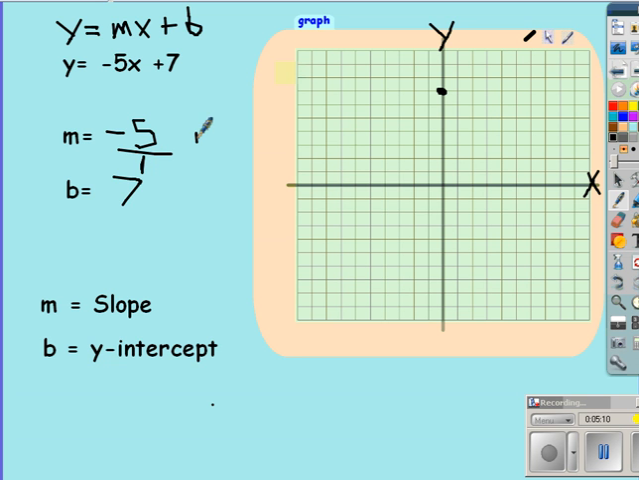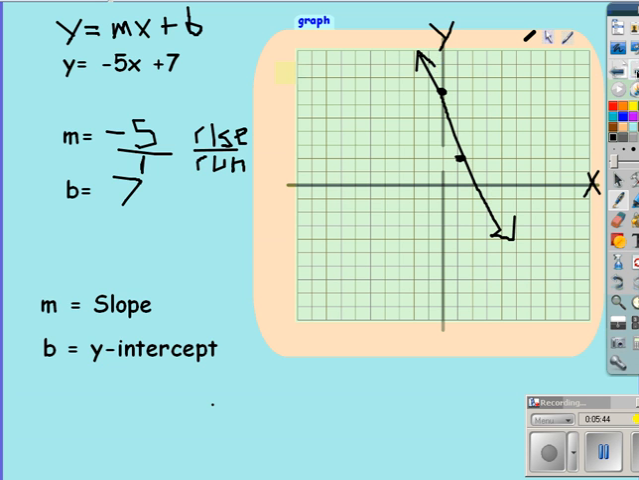And this is my rise over my run. Okay? So rise over 1, if I have a rise of negative 5, I'm going to be going down 5. 1, 2, 3, 4, 5, right here. And I'm going to be going over 1, a run of 1. So there's my second point. And now I can make a line. I've got 2 points. I can make my line for that graph.